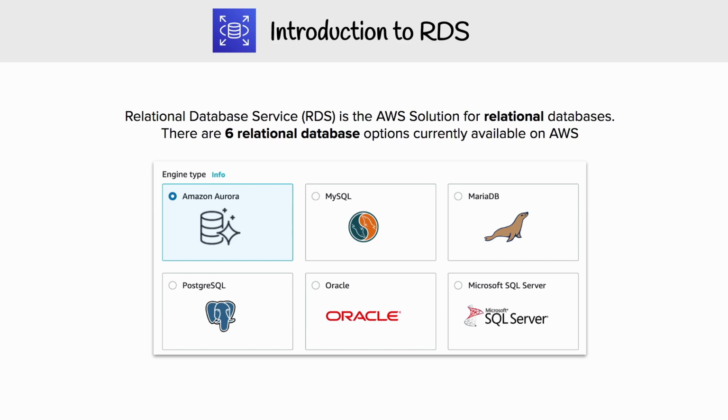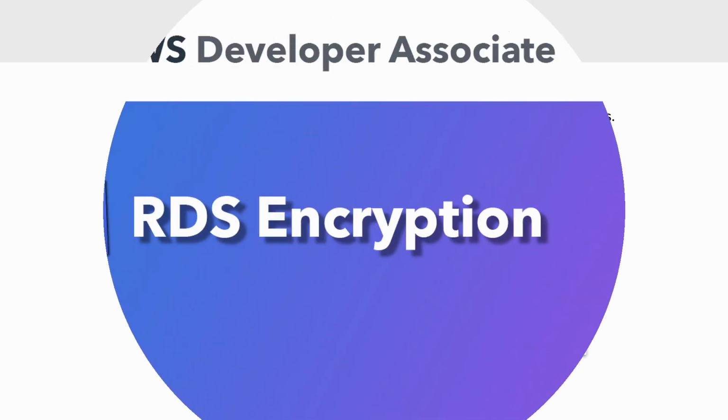So jumping into RDS. RDS is a Relational Database Service, and it is the AWS solution for relational databases. So there are six relational database options currently available on AWS. So we have Amazon Aurora, which we have a whole section dedicated to, MySQL, MariaDB, Postgres, which is what we use at Exam Pro, Oracle, and Microsoft SQL.